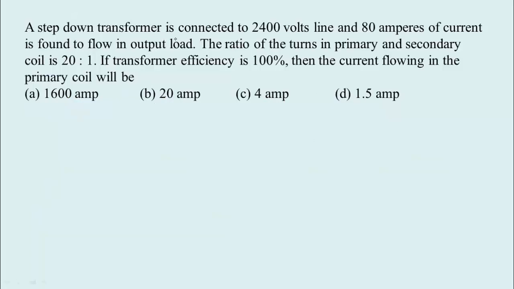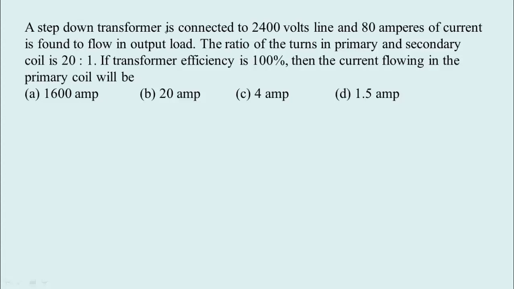A step-down transformer is connected to a 2400 volt line and 80 amperes of current is found to flow in the output load. The ratio of the turns in primary and secondary coil is 20:1. If transformer efficiency is 100%, then the current flowing in the primary coil will be.